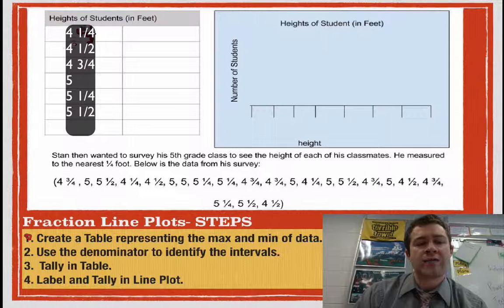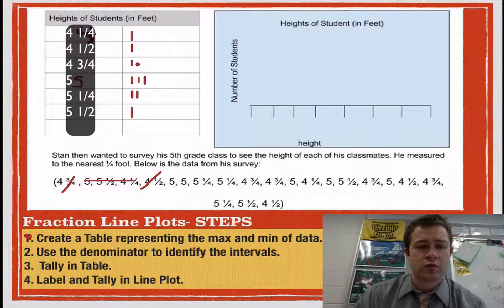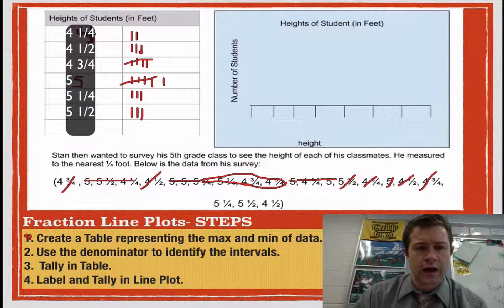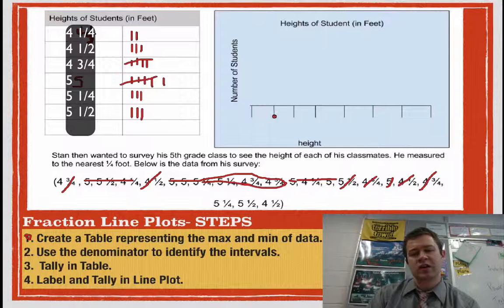So I have 4.25, and I see my fractions are in quarters. So this next one's going to be 4.5. Then it's 4.75. Then it's 5. Then it's 5.25, 5.5, 5.75. Now what I'm going to do is I'm going to tally everything together. So I'm going to put a little line wherever I see a piece of data, starting with 4.75. And so what I can do then is I can see now I have all my intervals. I'm going to use the same intervals here.